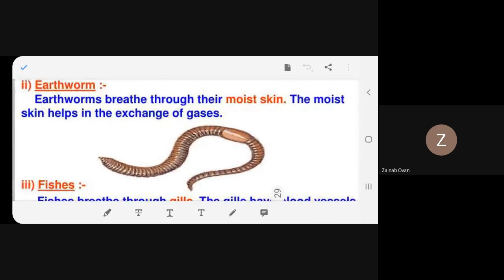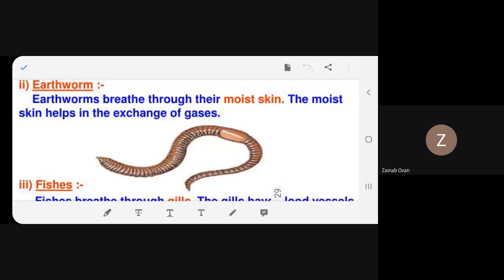Yes, earthworm. Earthworms breathe through their moist skin. The moist skin helps in the exchange of gases. You can see the earthworm over here. It is very jelly-like, gelatin, mucilage, a very slimy body covering. So it is always wet. The skin is always wet. So they use their skin for breathing purpose.